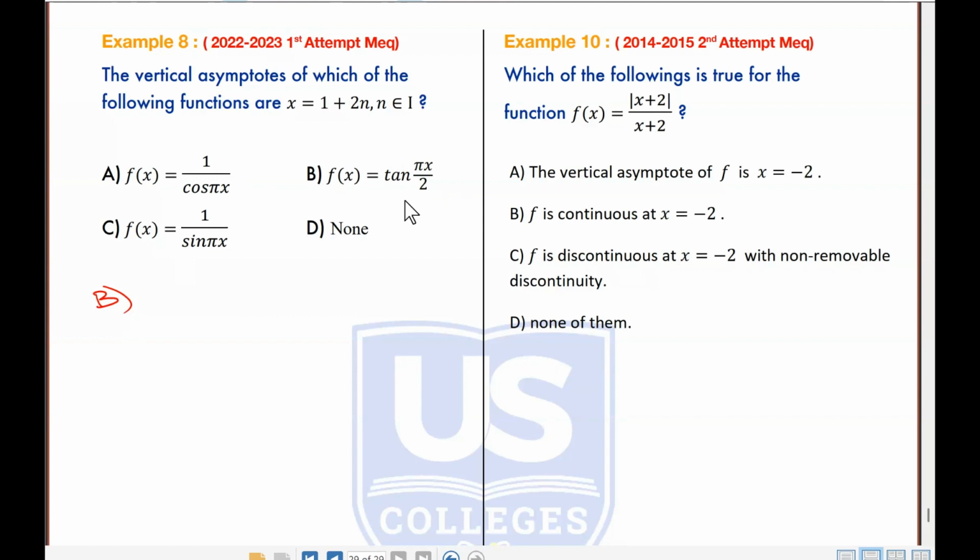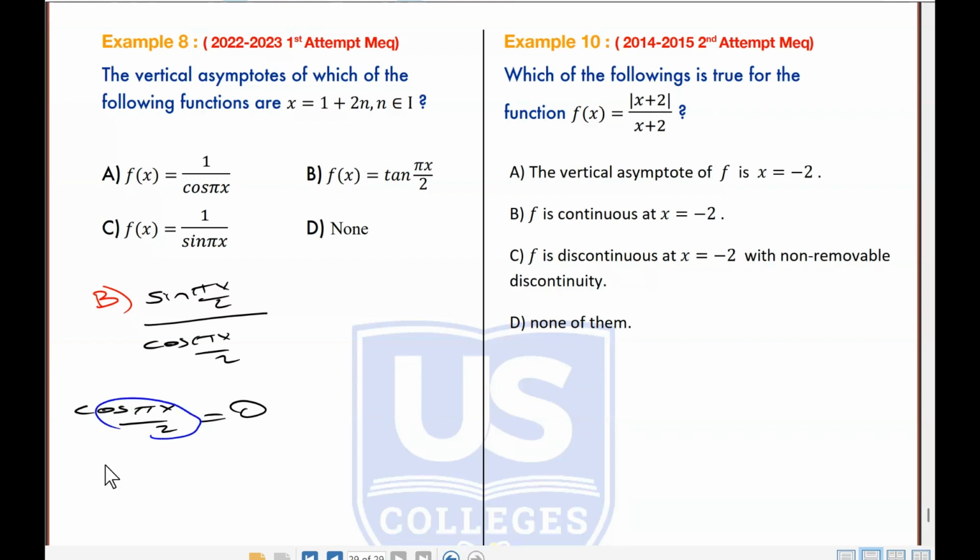Option B, tangent. I'm going to rewrite the tangent as sine over cosine. So it's a kind of a rational expression. What makes the denominator 0 will give me the vertical asymptote. So what makes cosine 0? The angle, pi x over 2, being equal to pi over 2 plus n pi, where n is an integer. You can use either z or I; they both represent integers.